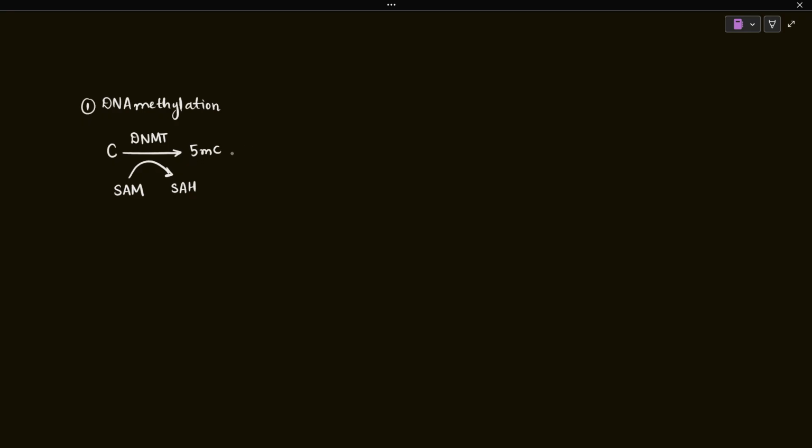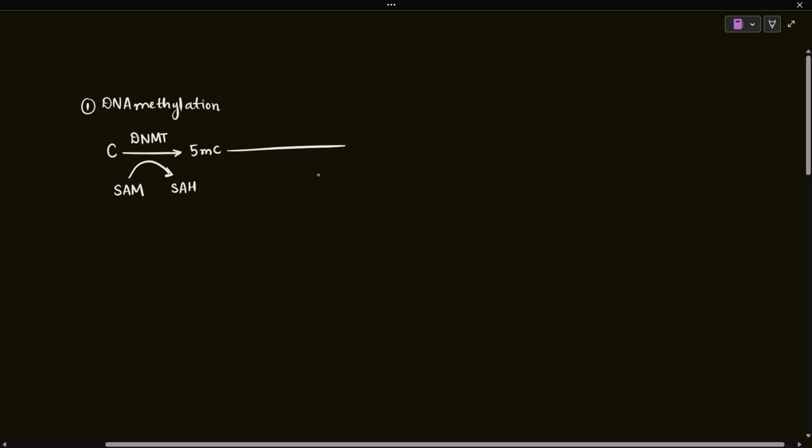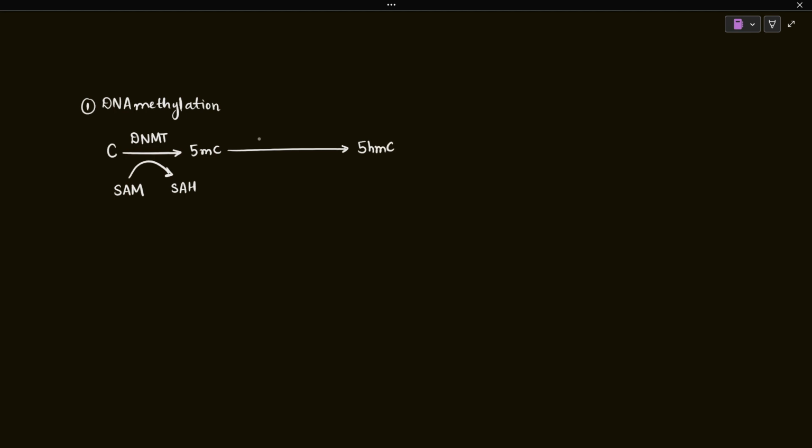This 5-methyl cytosine can be further oxidized to form 5-hydroxymethyl cytosine, and this reaction is carried out by the TET enzymes, TET1, 2, or 3. All of those enzymes are responsible for the conversion of 5-methyl cytosine to 5-hydroxymethyl cytosine, in which oxygen is converted into carbon dioxide, while the substrate alpha ketoglutarate is converted into succinate.